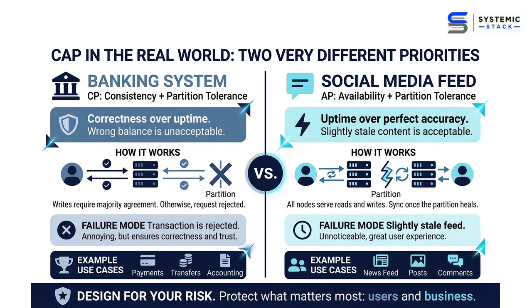The failure mode for a bank is a rejected transaction, which is annoying but much better than losing money. Now compare that to a social media feed, which is typically an AP system. It works by showing you whatever data is closest to you. Why? Because seeing a post from 10 minutes ago is a much better user experience than seeing a 503 service unavailable error. The failure mode here is just a slightly stale feed, which most users won't even notice.